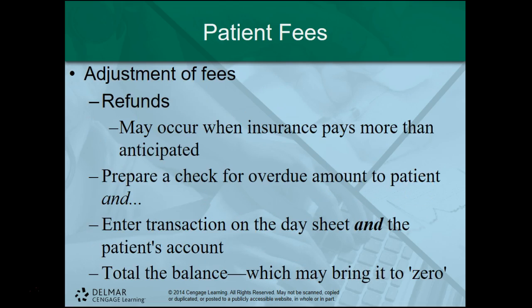So refunds may occur when insurance pays more than anticipated. I don't see that happen very often, but apparently it does. If that's the case, then we would prepare a check for the overdue amount to a patient, and you have to enter the transaction on the day sheet, which would be in their chart, their EMR chart, and also the patient's account. Then you want to total the balance, which may bring it to zero, to make an adjustment there.